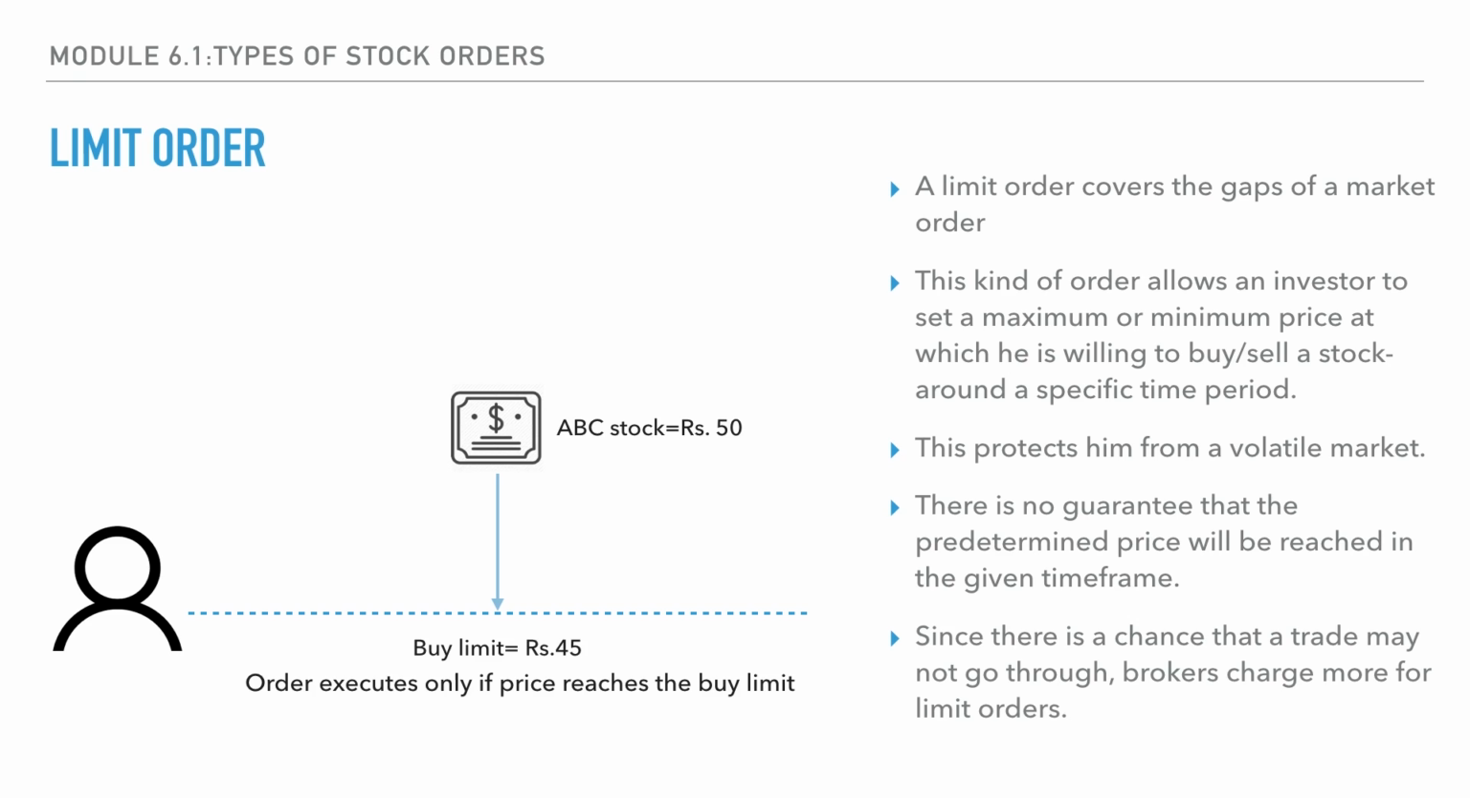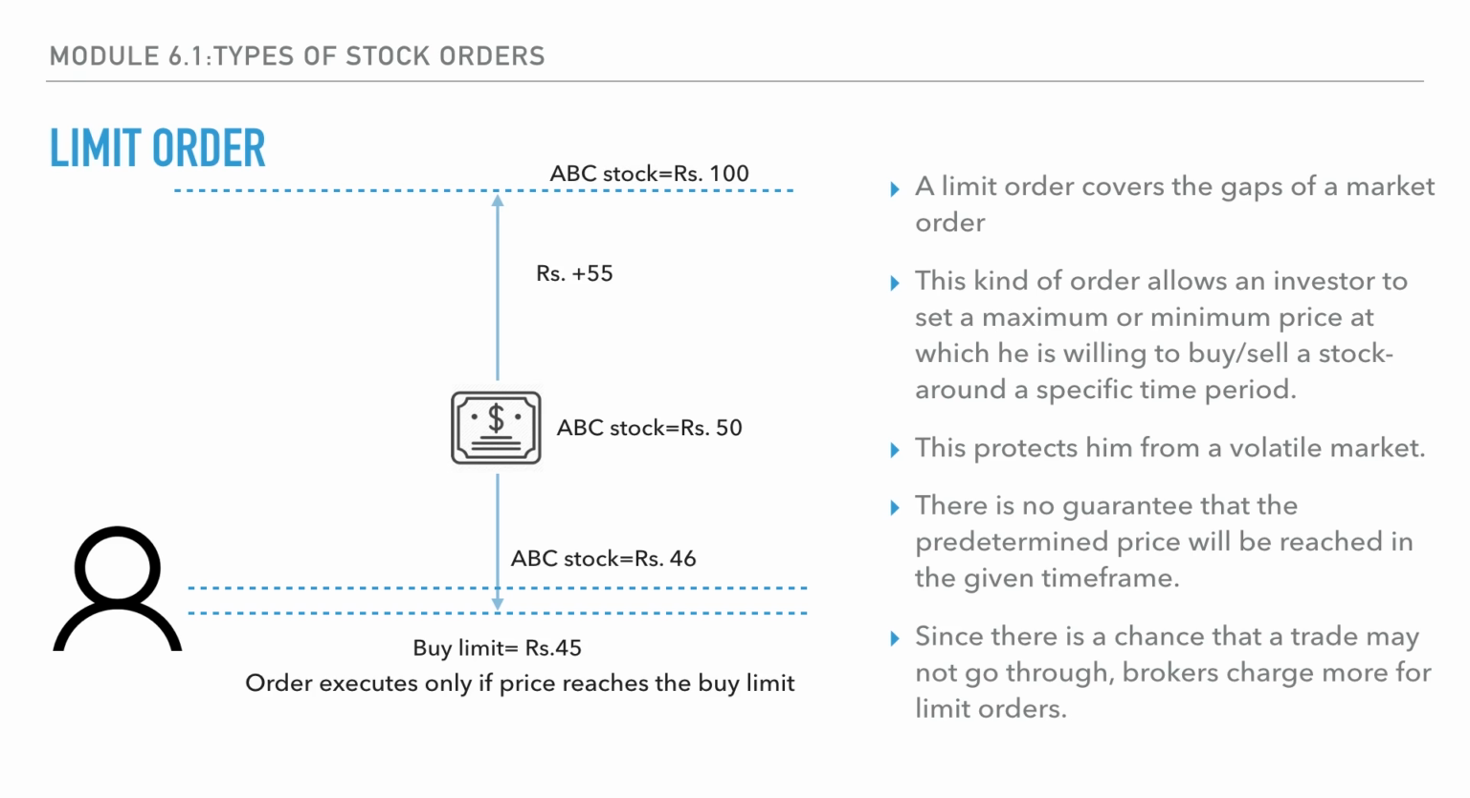Now in this case, what is the disadvantage? The disadvantage is that sometimes the stock might actually reach a price of say 46 rupees and then end up moving up to 100 rupees. In this case, it never touches really the rupees 45 limit order price that you have placed in the system. What happens in such a case is you lose a profit of 55 rupees just because you placed a limit order of being insistent to buy the stock at 45 rupees.